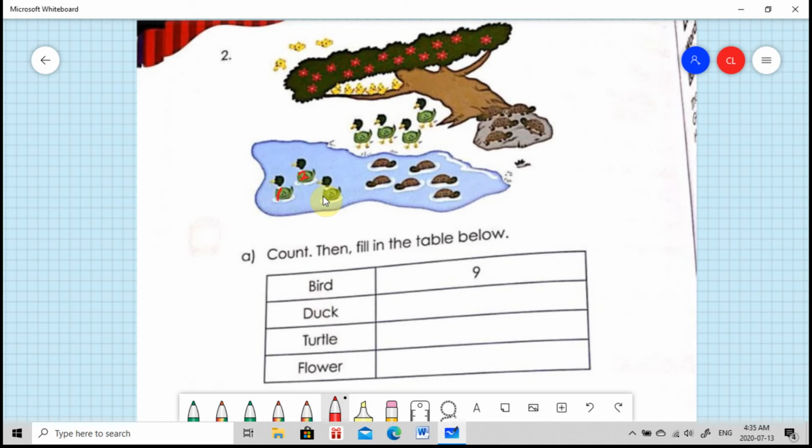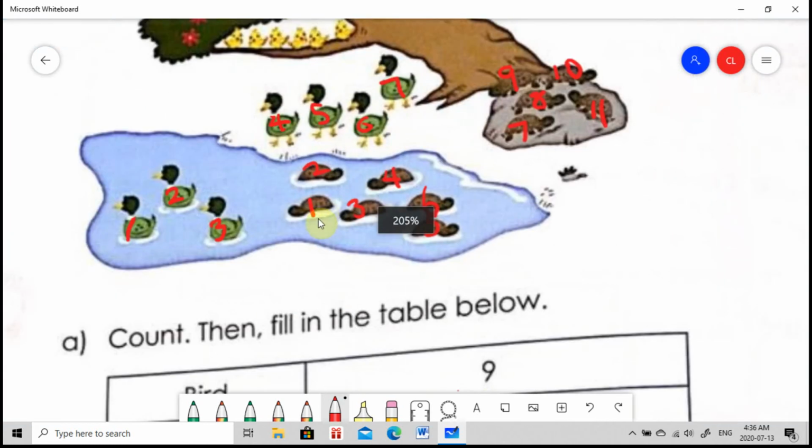1, 2, 3, 4, 5, 6, 7. I have 7 ducks. I need to count how many turtles I have. 1, 2, 3, 4, 5, 6, 7, 8, 9, 10, 11. So I have 11 turtles.